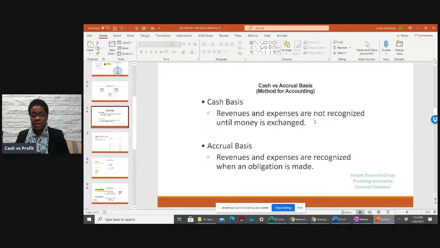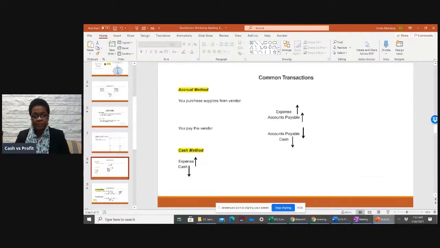Accrual basis is when revenue and expenses are recognized when an obligation is made. So you have to decide what method of accounting you want to use. And I suggest you talk to an accountant or a CPA because it can get pretty wacky. So I want to show you an example.